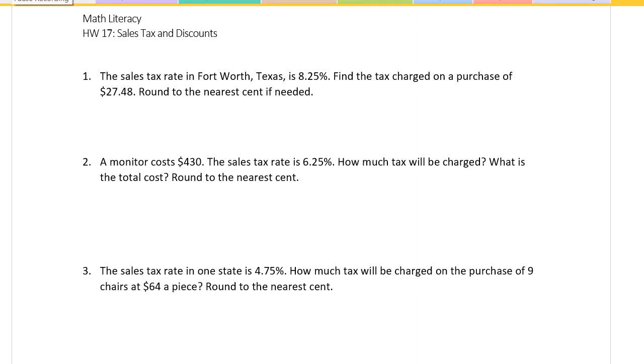First, we need to change the percentage into a decimal. And then we multiply that by the $27.48. So the tax will be $2.27.